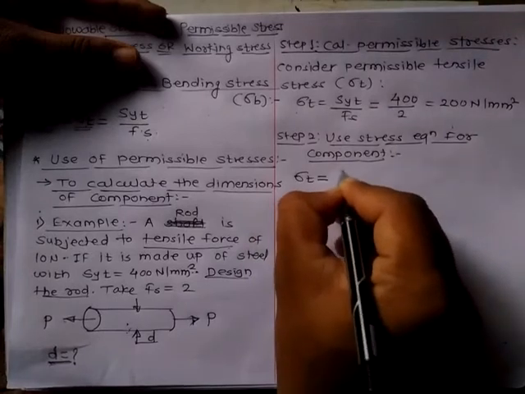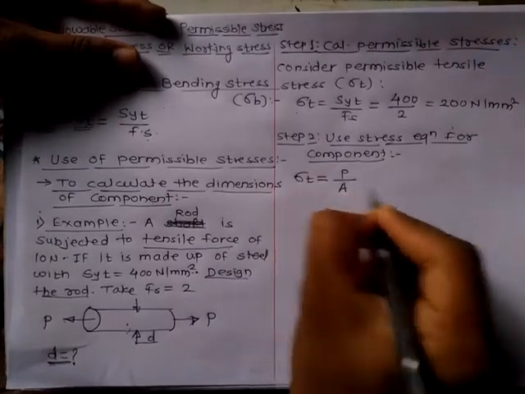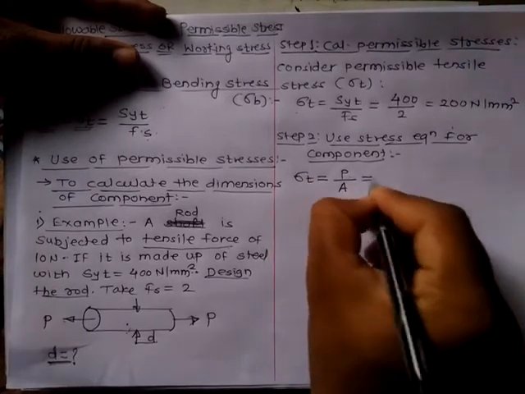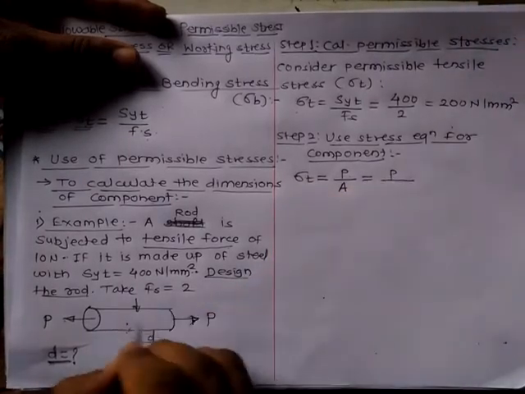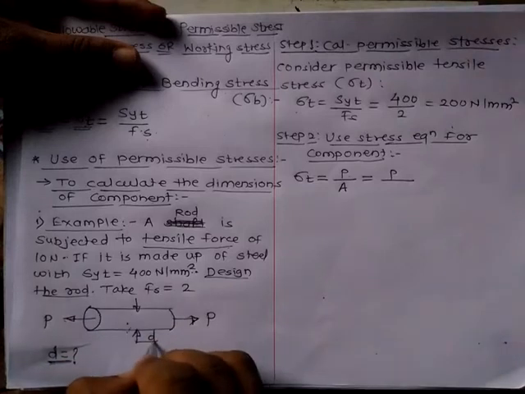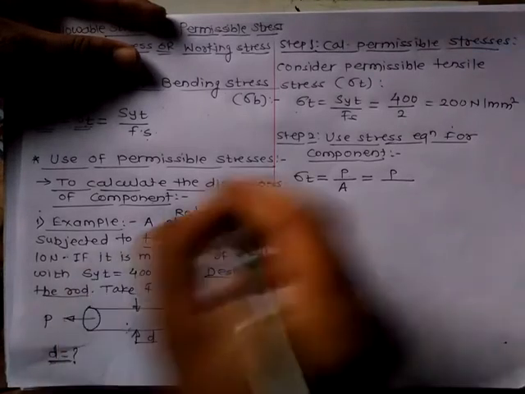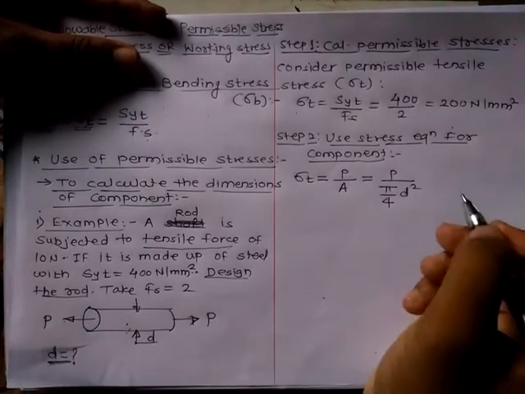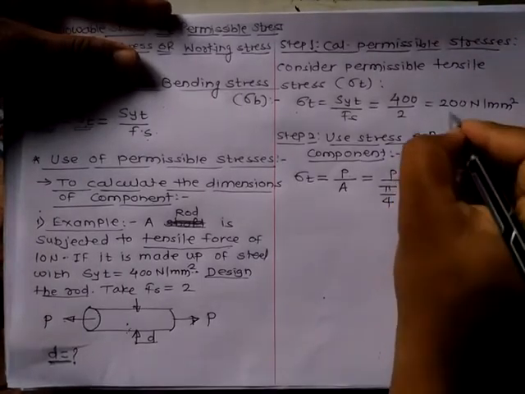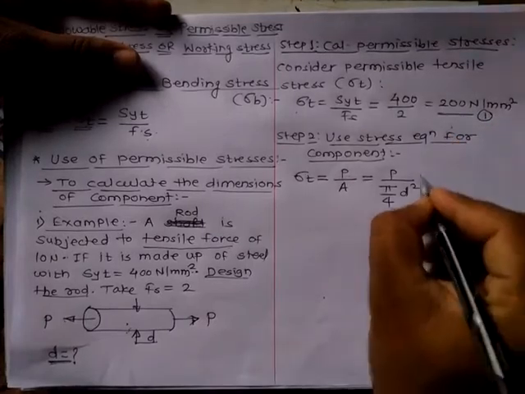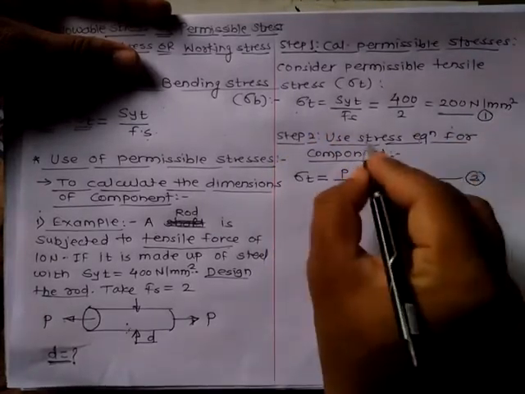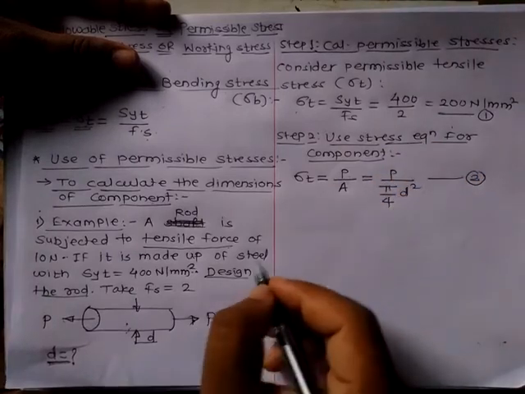So tensile stress is given as P upon A, that is force upon cross sectional area. We know that the cross sectional area of this rod is circular. If the diameter of the rod is small d, then the cross sectional area will be pi by 4 d square. So this is equation number 1, the permissible tensile stress, and this is equation number 2, which gives the tensile stress equation for a component.